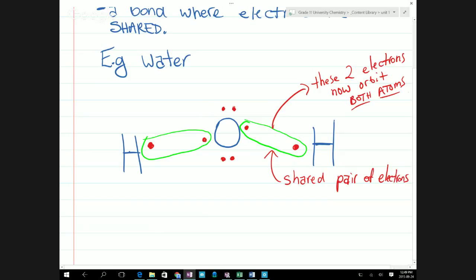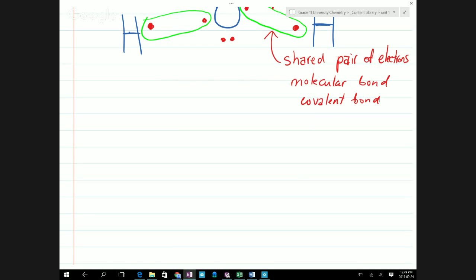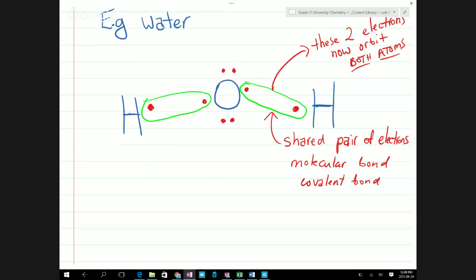Or we also call it a bond, a molecular bond, or you will sometimes see the term covalent bond. These are the three terms. They all mean the same thing. Okay, this I'm hoping is familiar. That feels comfortably familiar to everybody, yes?